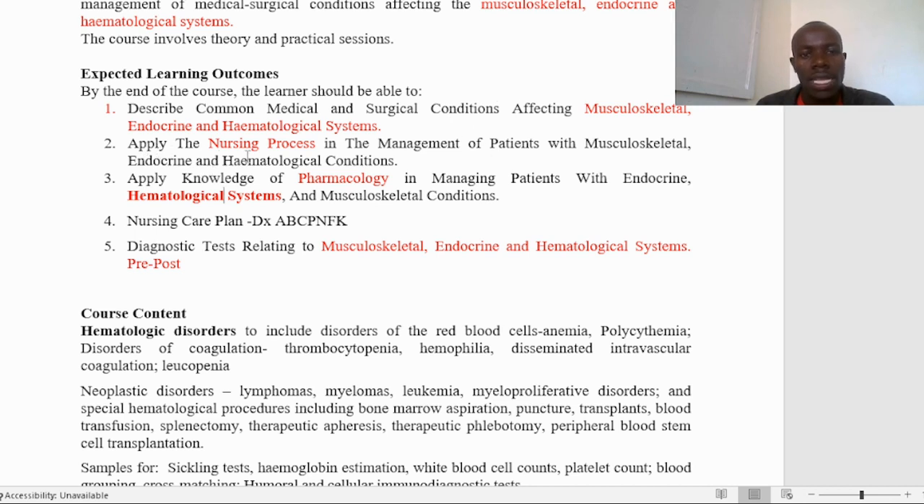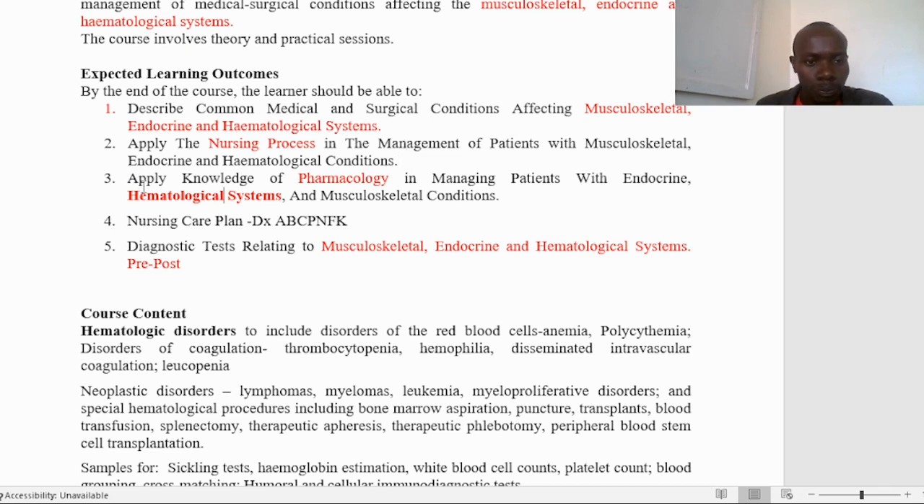You'll also apply the nursing process in the management of patients with these systems, where we'll be looking at nursing assessment, nursing diagnosis, nursing planning, interventions, and finally evaluation. Remember not to forget about documentation, because anything that is not documented was never done.